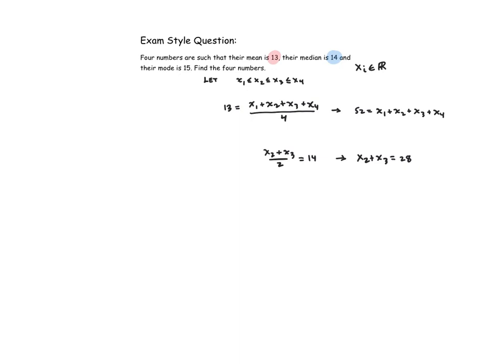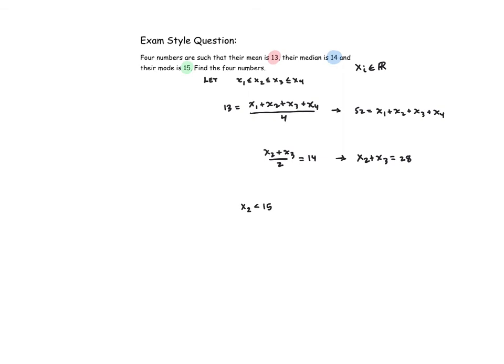Now we have to do a little bit of work here. So let's write something out and let's talk about the mode. This is where some of your creative thinking might be better than mine. Okay, their mode is 15. So since their mode is 15, then x2 is less than 15.